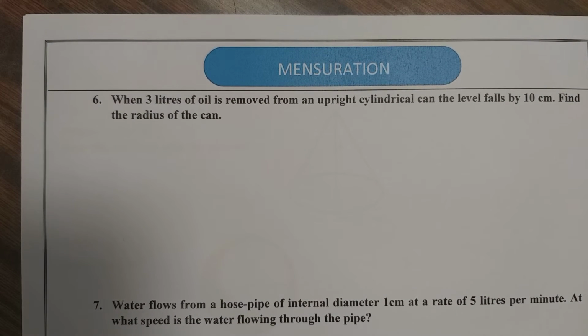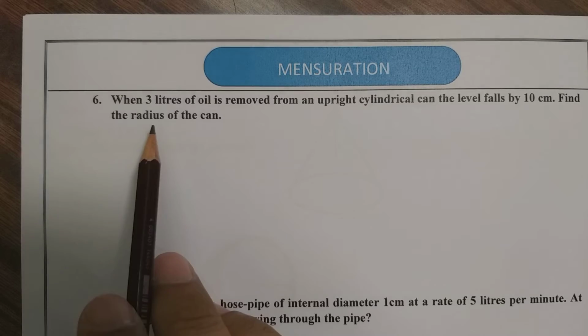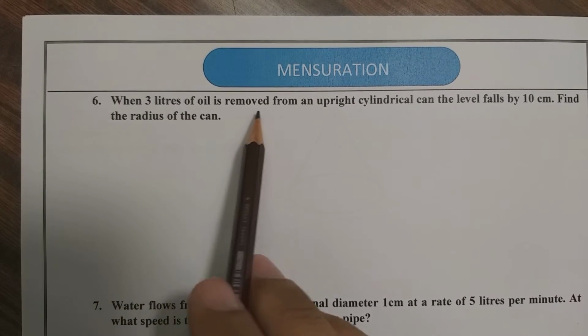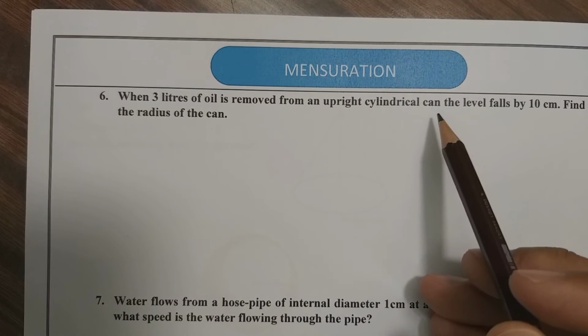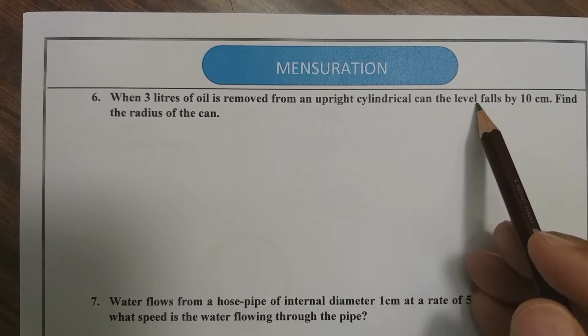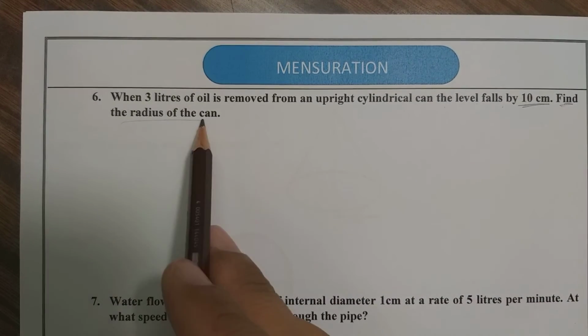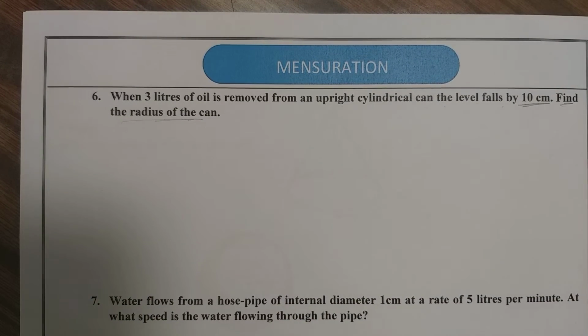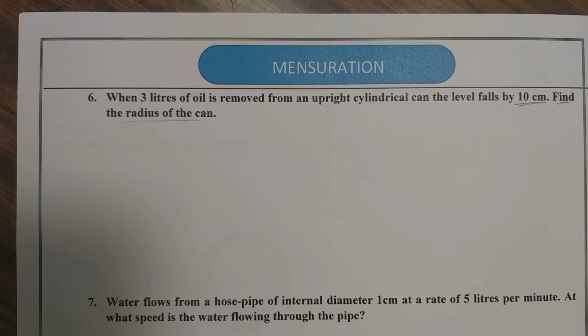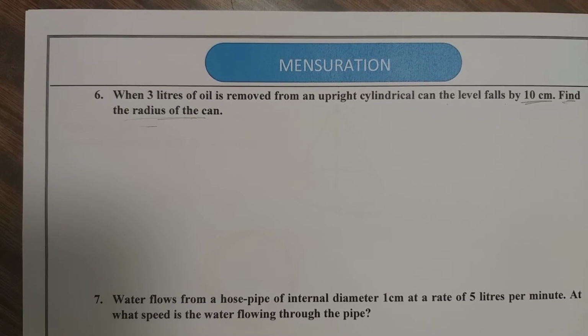Okay, in this question we need to find: when 3 liters of oil is removed from an upright cylindrical can, the level falls by 10 centimeters. Find the radius of the can. It is somehow the same type of question as the one we did before. Here we need to find the radius. In question number 4 we did all this, but only one thing is extra.